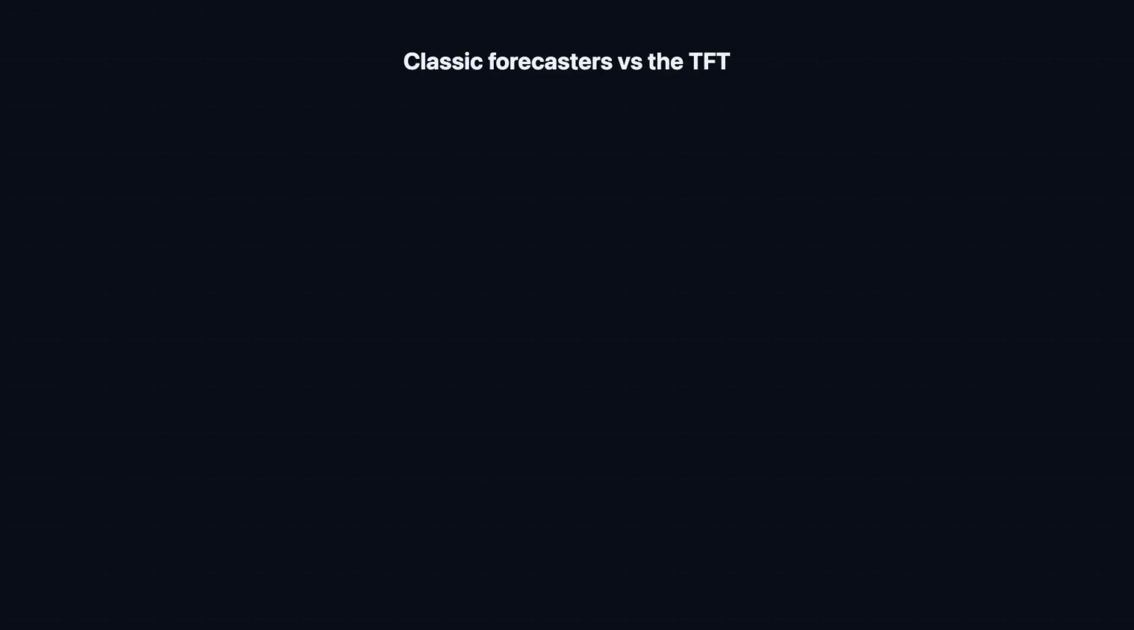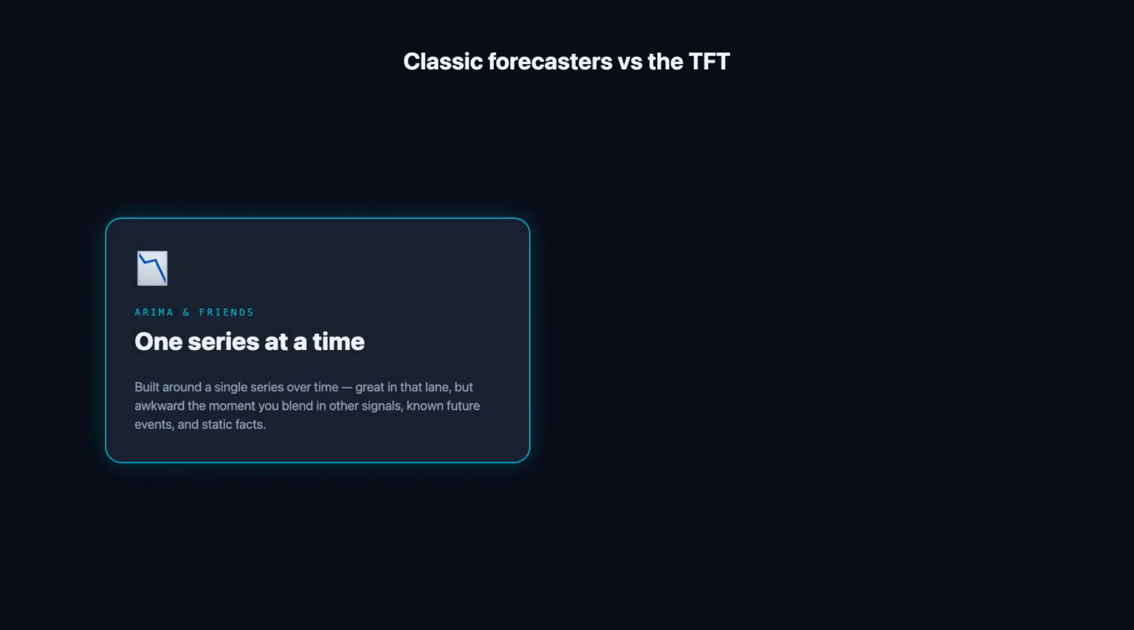To see why this design was such a step forward, let's set it beside the classic forecasting tools it aimed to replace. Traditional forecasters like ARIMA were built around a single series evolving over time. They work well in that narrow lane, but the moment you want to blend in other signals, known future events, and static attributes about each item, things get awkward. Mixing all those input types cleanly was never really their strength.